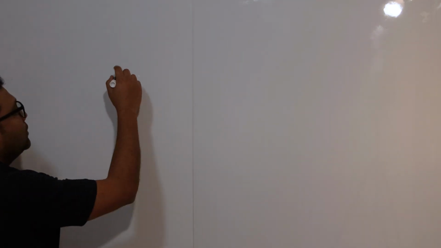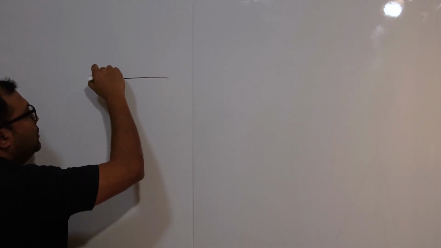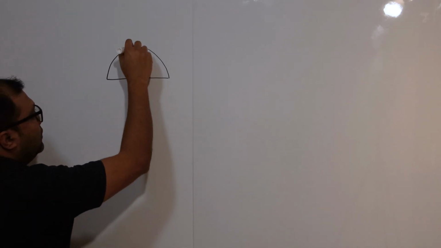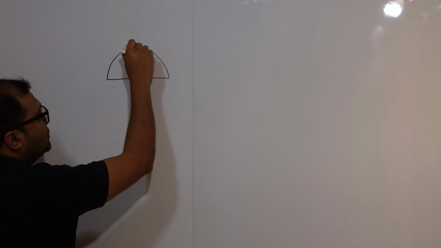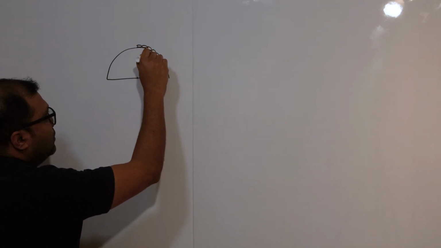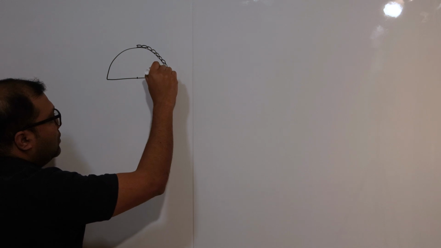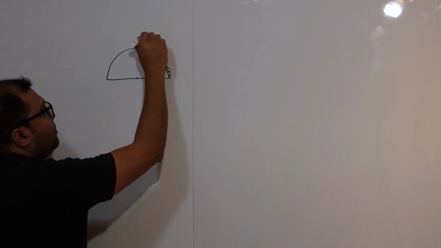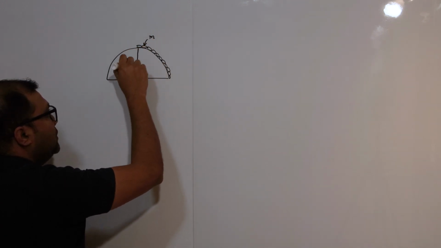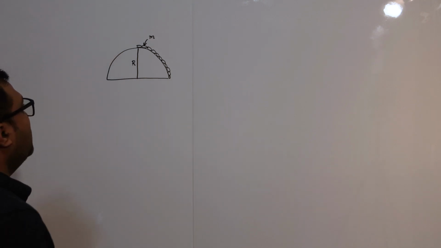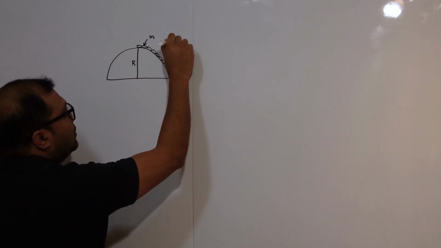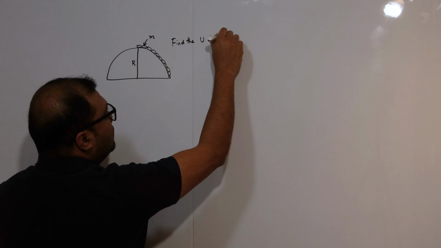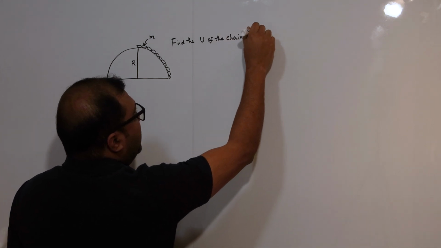Okay, next question. We have a semicircle, and there is a chain that rests on this semicircle like this. Total mass of the chain is m, the radius of the semicircle is r. Question is: find the potential energy of the chain due to gravity.